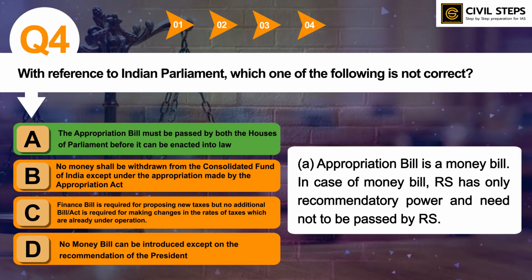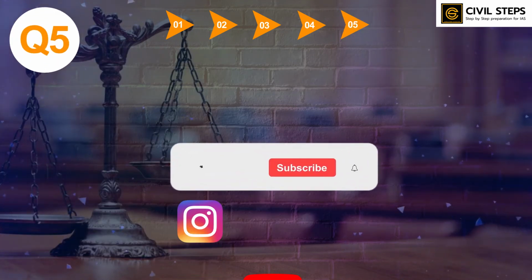So you should know the difference between the powers of Lok Sabha and Rajya Sabha. You should also know about appropriation bill, finance bill, money bill. You should also know the difference between finance bill and money bill. And in finance bill also, you should know the difference between finance bill type 1 and type 2. What are the articles related to it? Is that mentioned in the Indian Constitution or not? You should know all about this stuff. So now let us discuss question number 5.